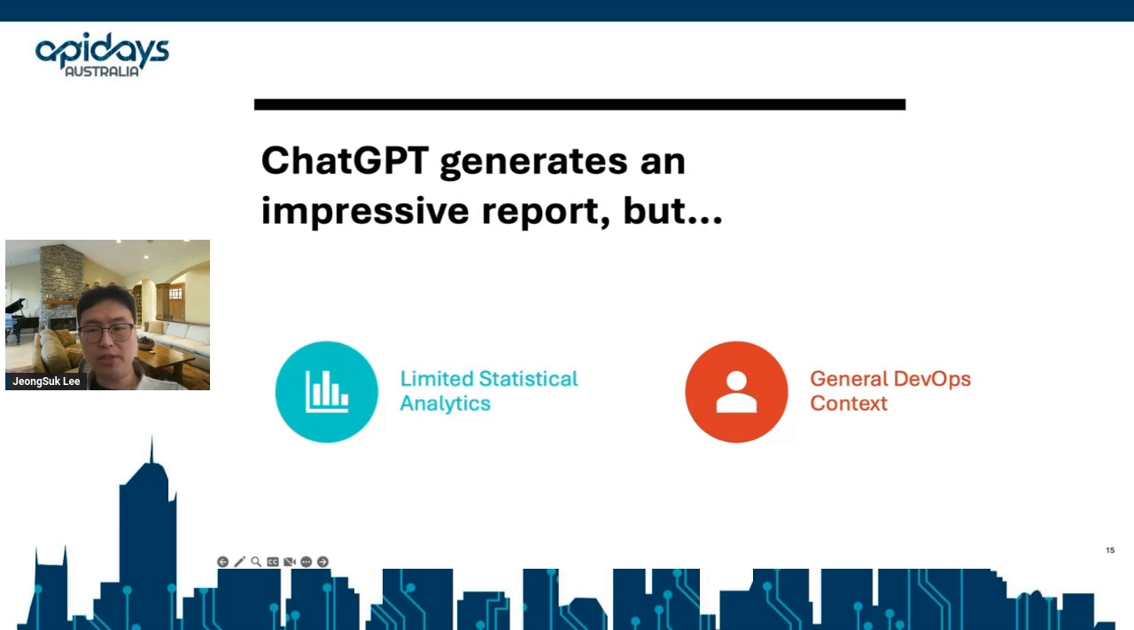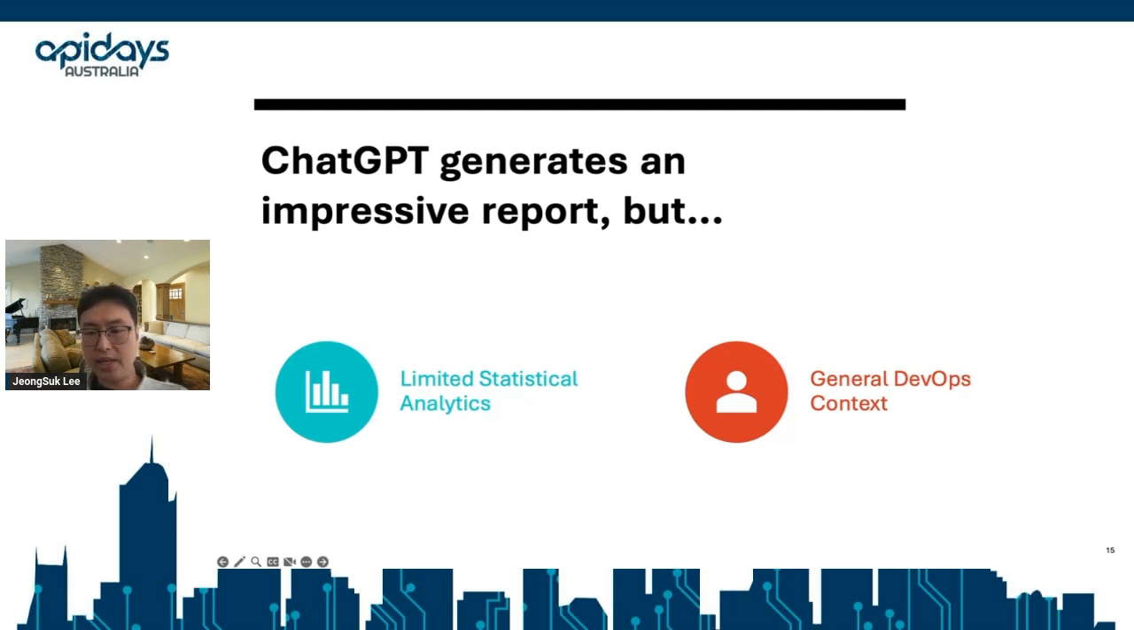Of course, ChatGPT generates a very impressive report, but there are 2 limitations. The first limitation is limited statistical analytics because we didn't give enough data to the system. If I wanted to get trend descriptive analytics and null hypothesis validation from ChatGPT, I have to provide a statistically sufficient number of data points. For instance, to check normality, I need to provide at least 30 numbers based on the central limit theorem.